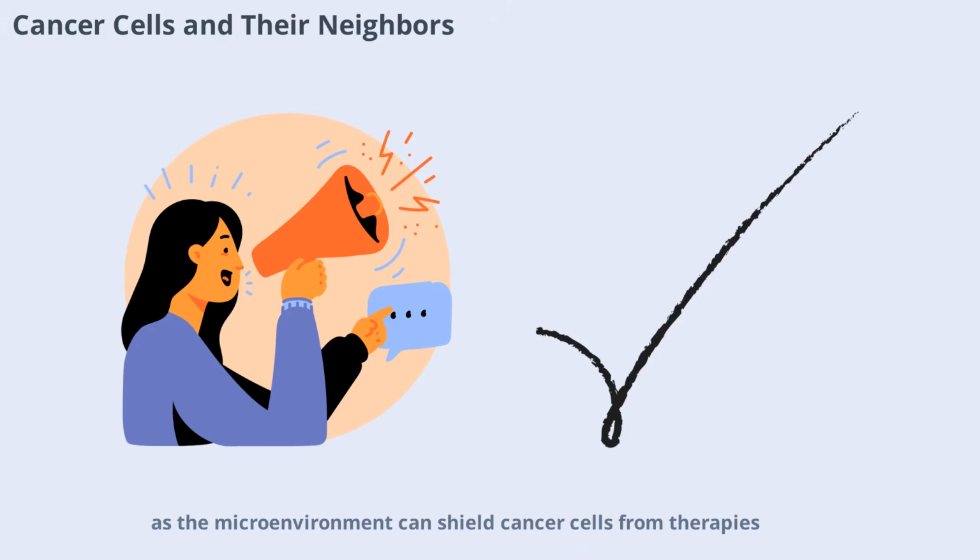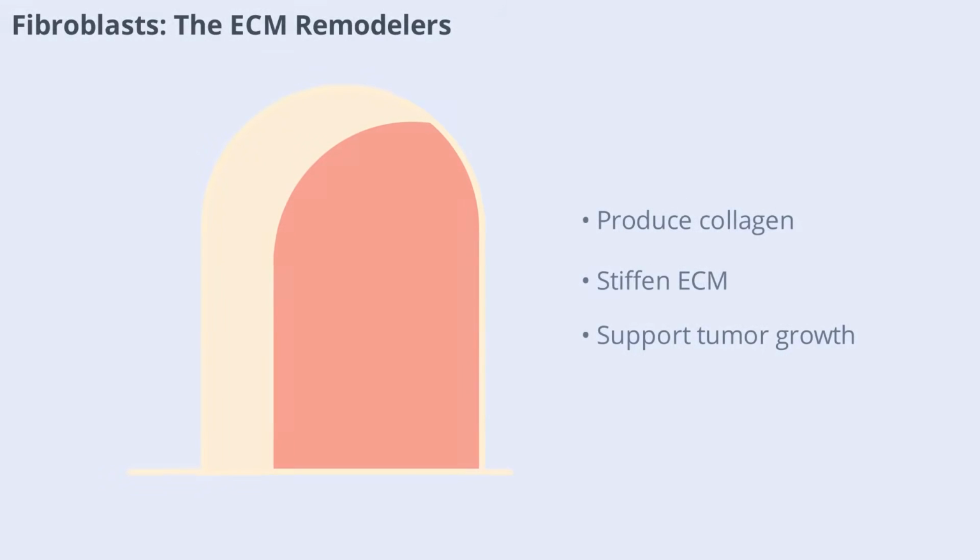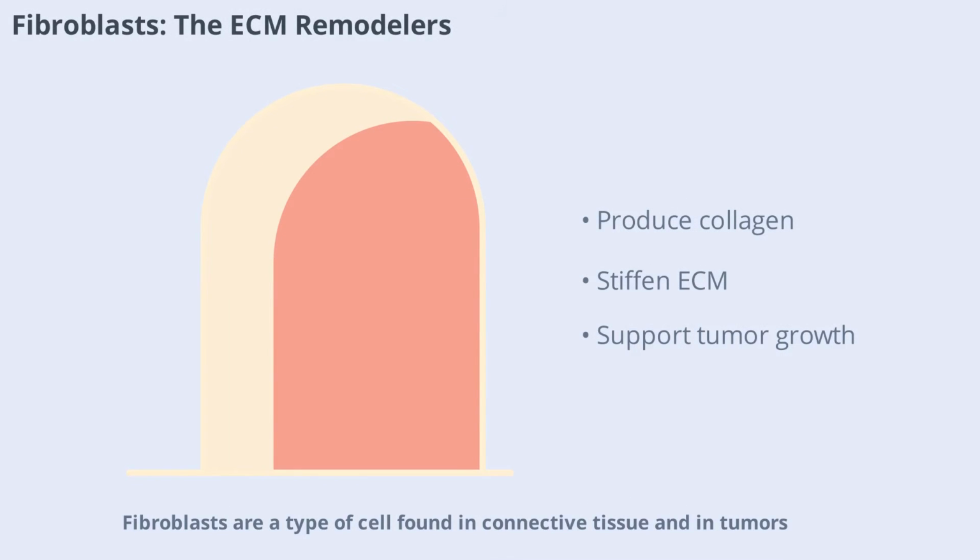cancer cells from therapies. Fibroblasts are a type of cell found in connective tissue, and in tumors, they often become activated as cancer-associated fibroblasts, or CAFs. These cells play a major role in remodeling the ECM, producing proteins like collagen that can stiffen the matrix. This stiffening can create a physical barrier to immune cells and therapies, making it harder to treat the tumor. CAFs also secrete growth factors and cytokines that support cancer cell survival and invasion. Their activity is a double-edged sword, sometimes helping to contain the tumor but often aiding its progression.